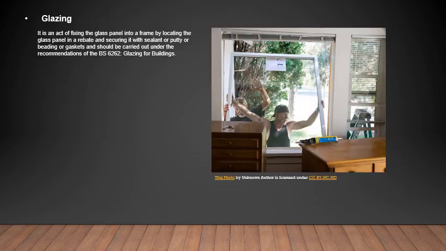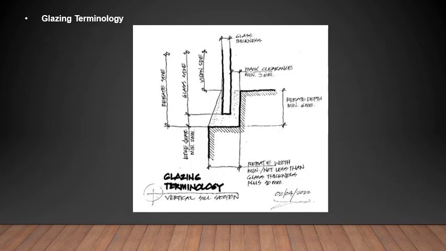Okay, so let's move on. What is glazing? Glazing is the act of fixing the glass panel into the frame by locating the glass panel in a rebate and securing it with sealant or putty or beading or gasket, and it should be carried out under the recommendations of BS 6262 glazing for buildings. Now, what are the terminologies on glazing? What needs to be remembered when doing the glazing?